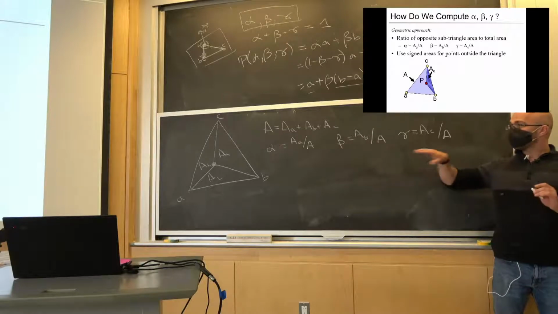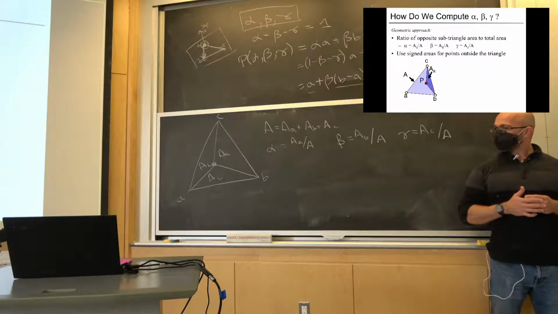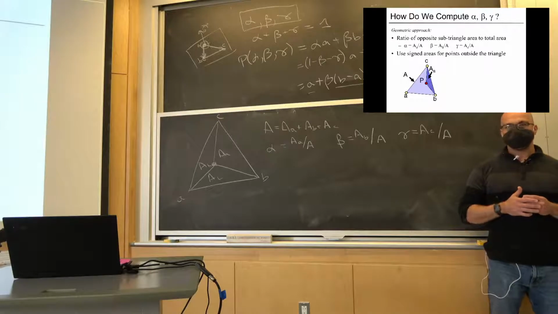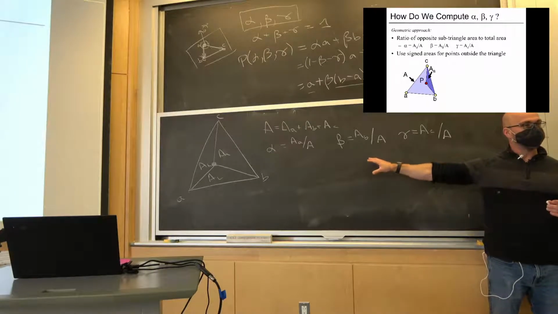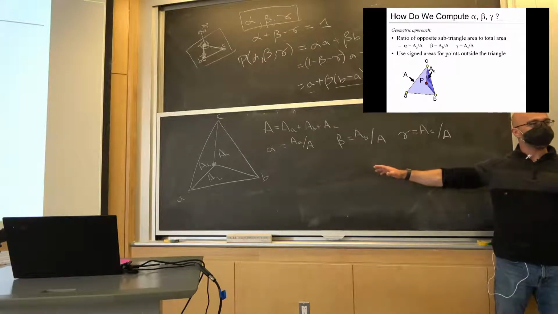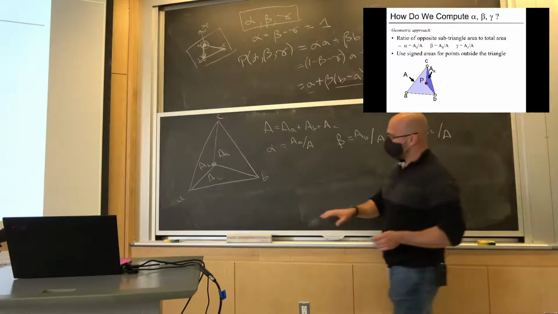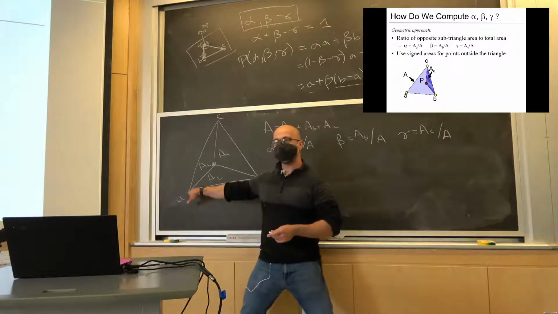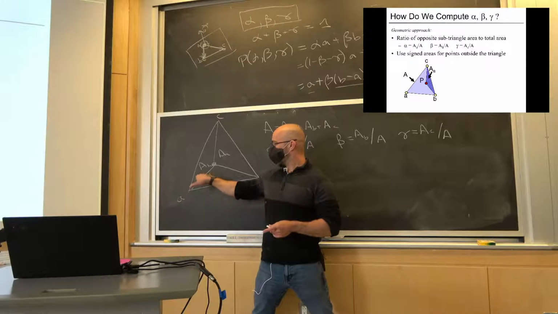So for example, what would be the barycentric coordinates of just the vertex A? If there were order in the universe, you'd hope it would be 1, 0, 0, right? So let's see if that's right. Let's say I'm at the vertex A. It's like I'm over here. What is the area of A sub B and A sub C?